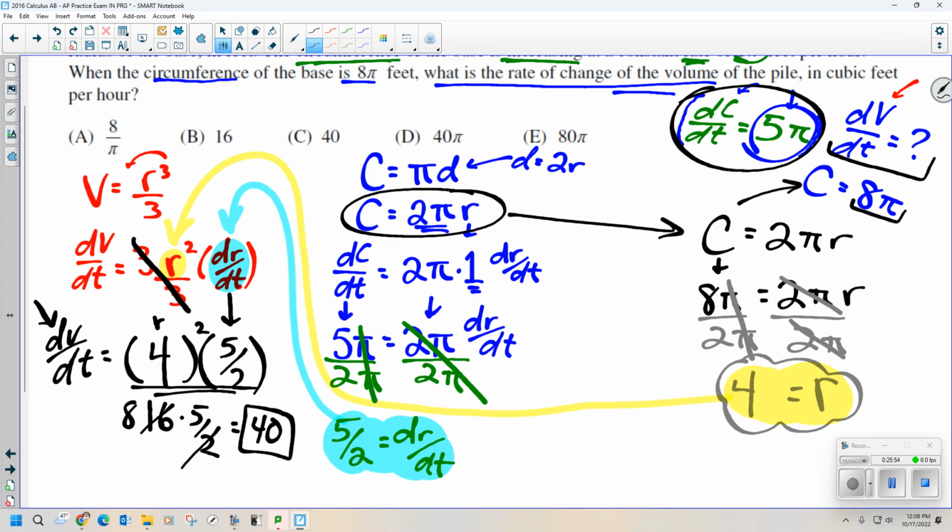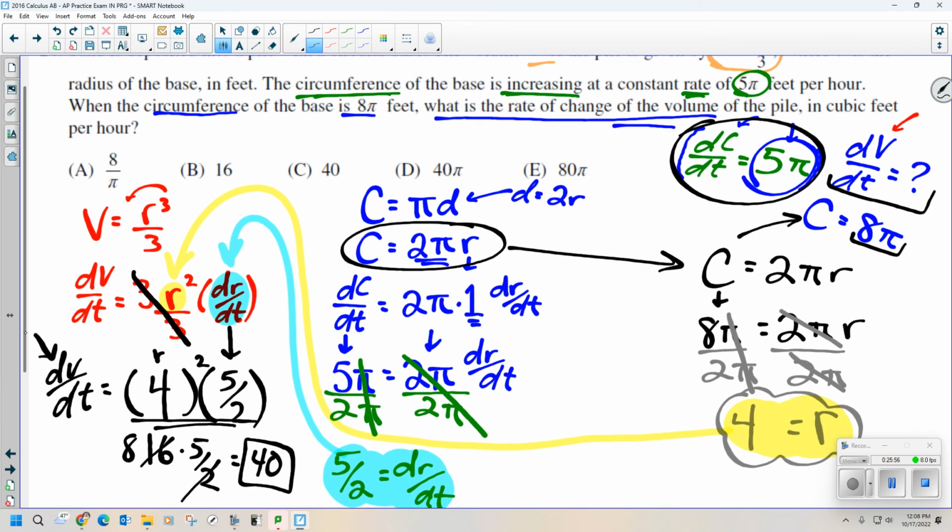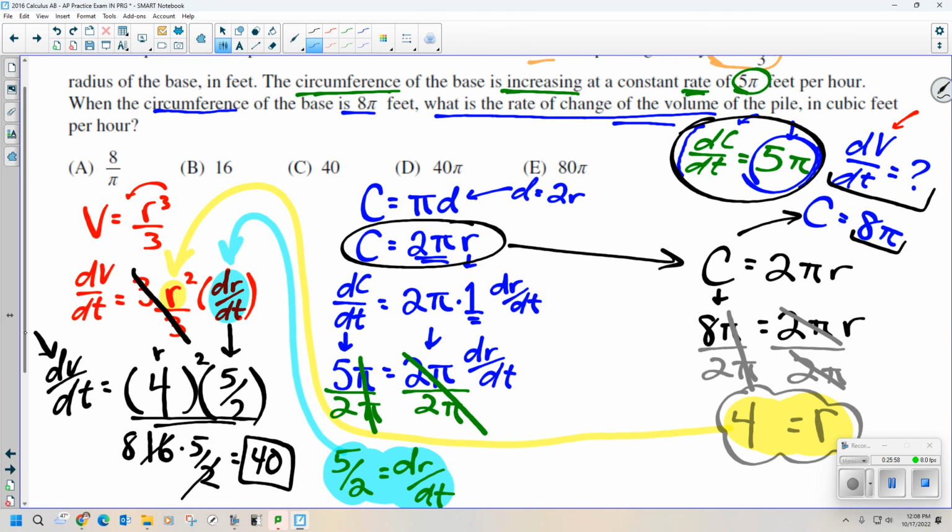It was a lot of work to get to our answer, which, by the way, is 40. It's not 40 pi. Those pi's all canceled out. Okay? Those pi's all canceled out. Don't fall for that. Don't see the 40 pi and automatically circle it.